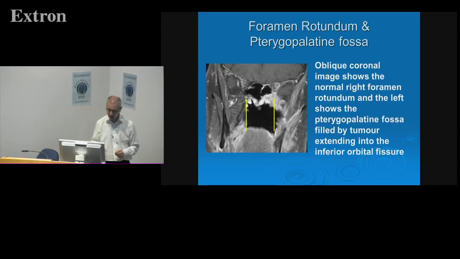This is just a bit of anatomy then. So this is Foramen Rotundum, which we talked about in terms of E2, and this is Pterygopalatine fossa in the coronal plane. The whole of this is Pterygopalatine fossa in the coronal plane, and you can see there is nothing between Pterygopalatine fossa and the orbital apex other than fat, and so it has enormous implications.